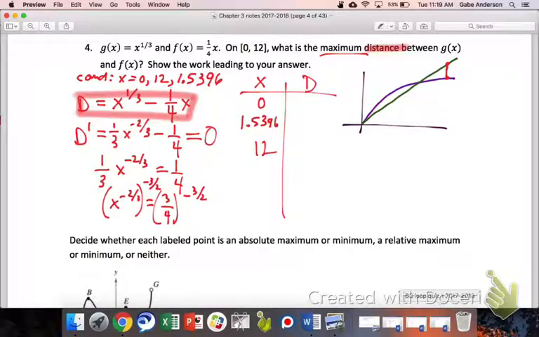When x is 0, what's D? 0. You can see that on the graph, and you can see it in the numbers fairly quickly also. But when x is those other 2 numbers, it's going to be less obvious. So let's run the numbers in the calculator. Anybody have one for 12 or the critical number?